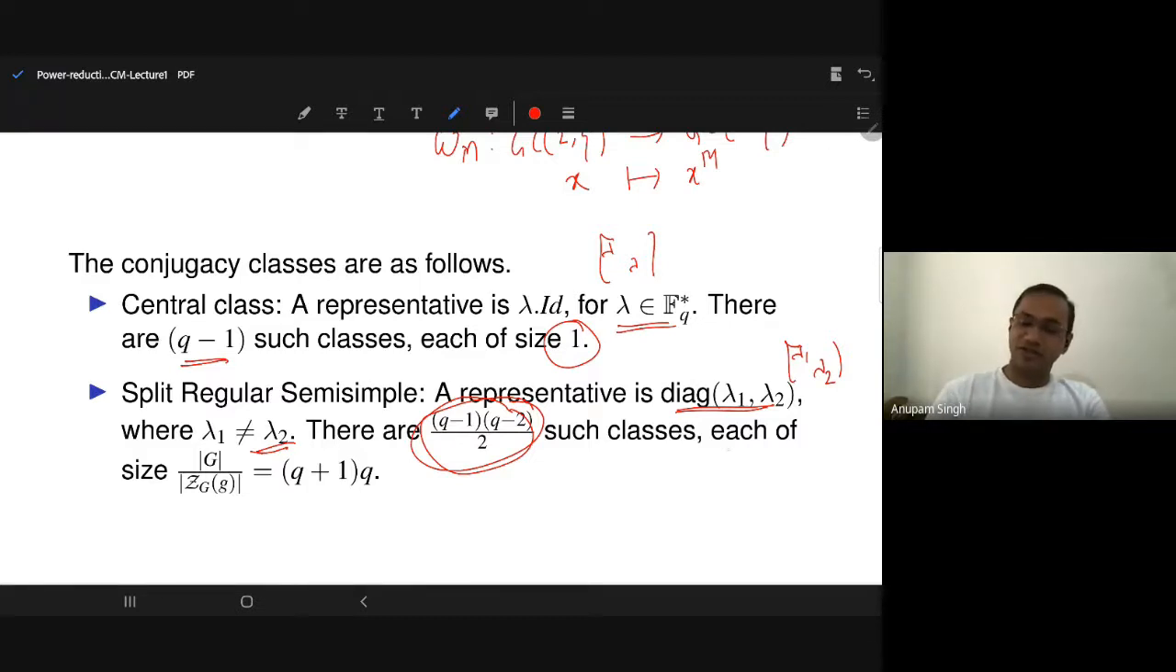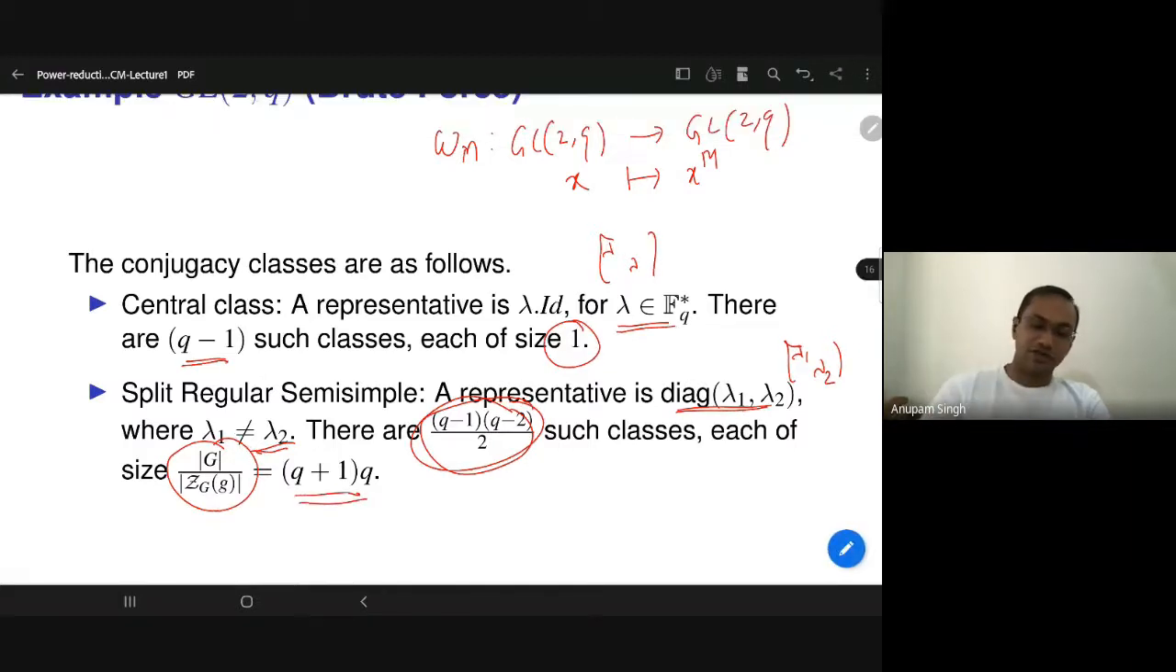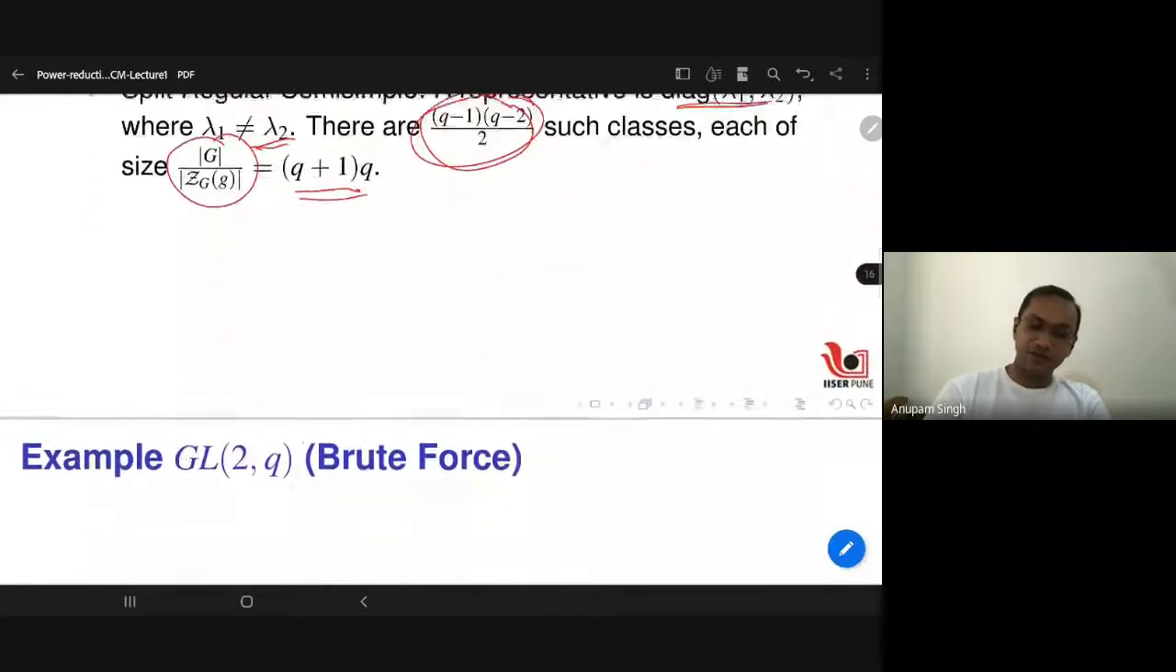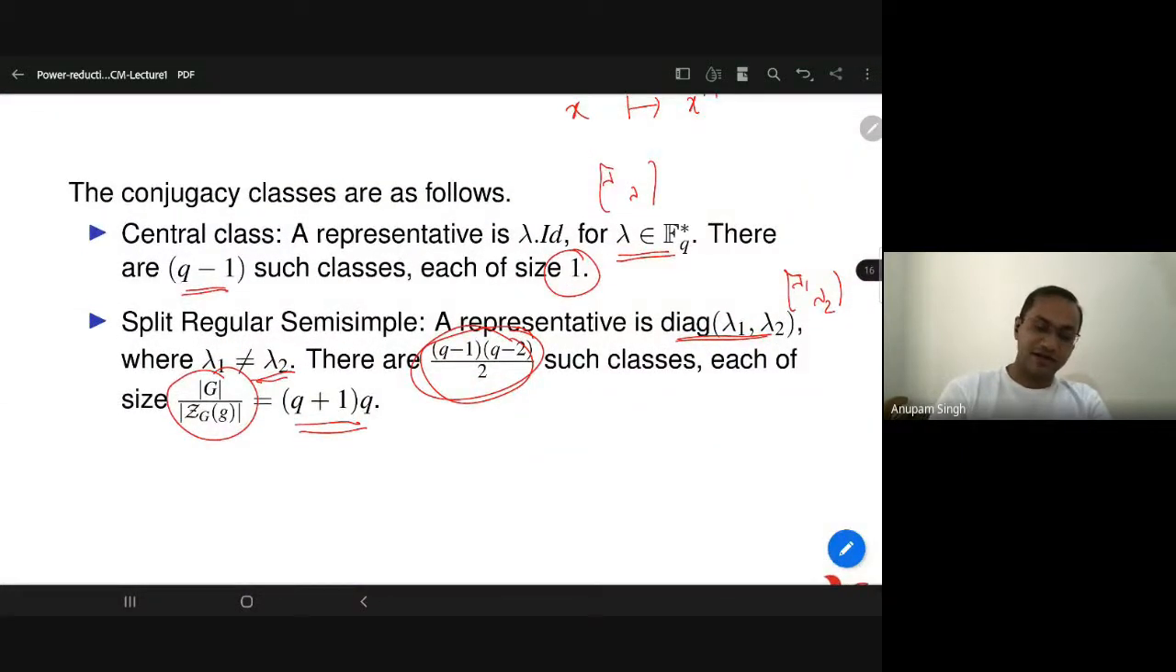And you can also calculate the size of these conjugacy classes. To compute the size, from finite group theory we know the class equation formula: the size is the order of G divided by the order of the centralizer. The centralizer of such an element is the diagonal maximal torus. If you substitute the values, you get q plus 1 into q. So these are two types, and there are q minus 1 classes of the first type, and q minus 1 into q minus 2 by 2 classes of the second type.